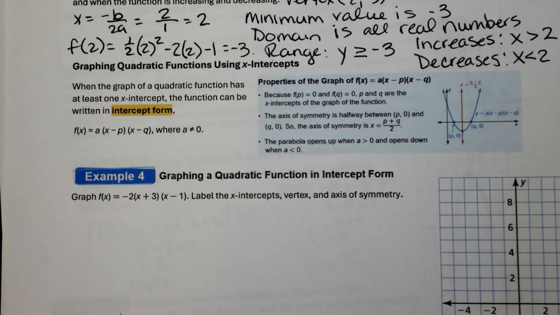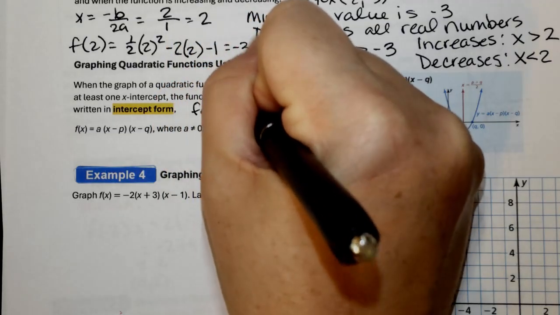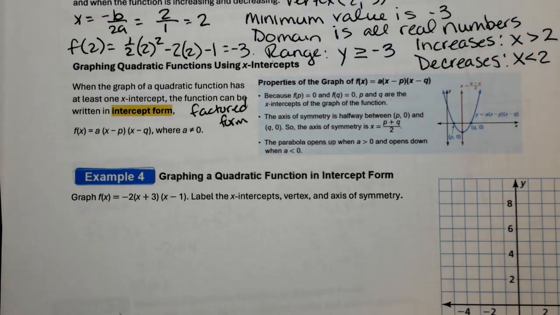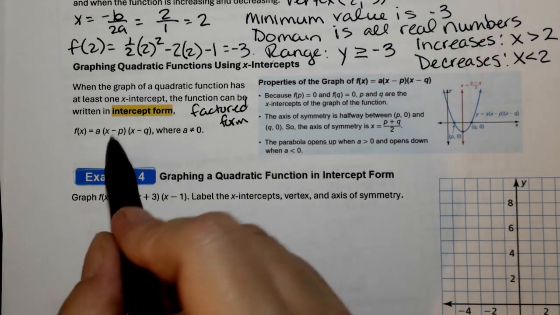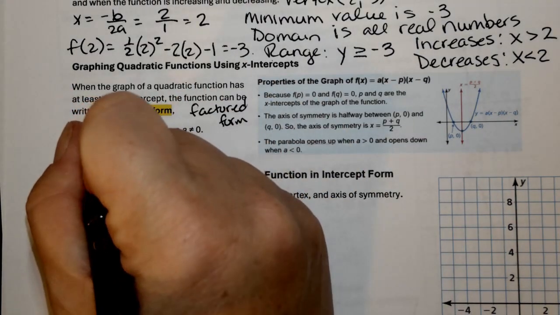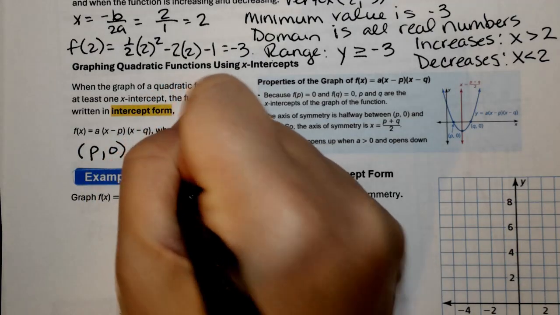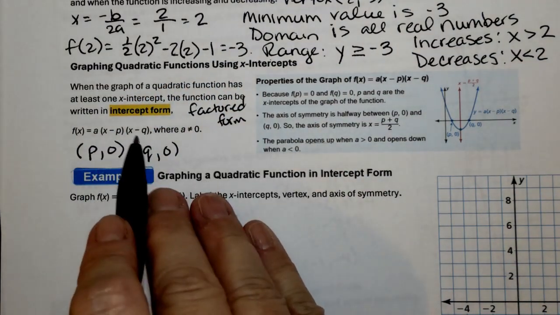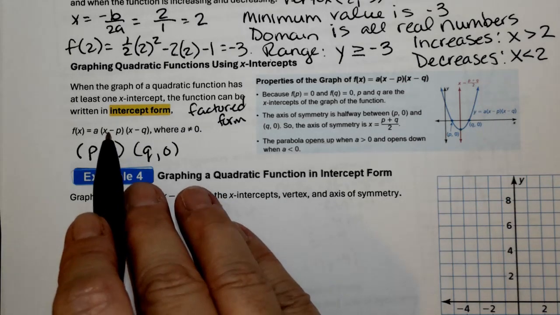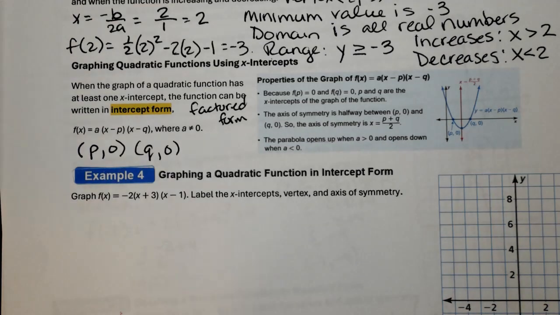All right, graphing quadratic functions using the x-intercept. So you may remember intercept form. It's also called factored form sometimes. So if you ever hear factored form, that's the same thing. So this is our intercept form, and we know that our x-intercepts are p comma 0 and q comma 0. So notice that it's negative. So the same idea with the vertex form, it's the opposite. So if it's x minus a number, your x-intercept's positive. If it's x plus a number, then your intercept would be negative.